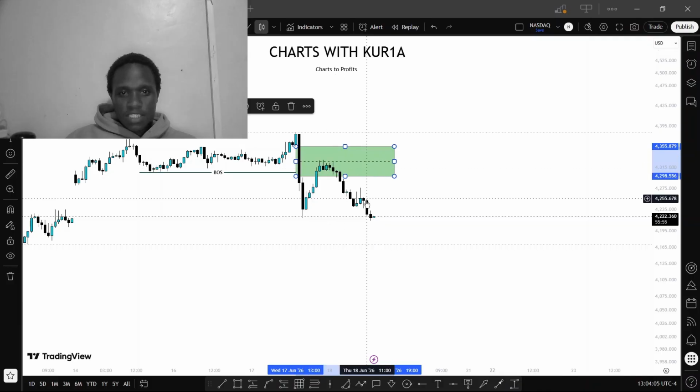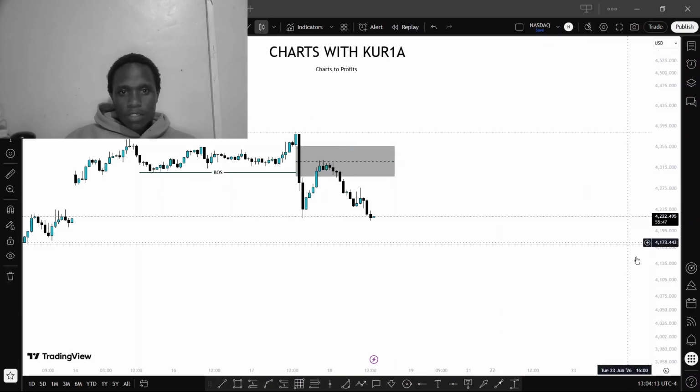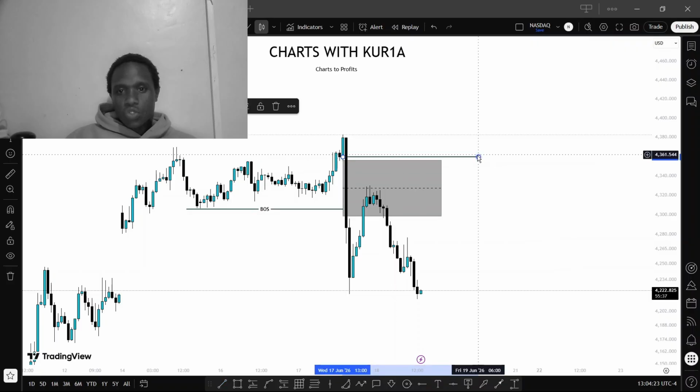Remember, all of this has not played out. All of this has not played out. So I usually mark this with a grayish color to just differentiate it from the other ones. So I saw this, and then now we have the 1 hour order block, which is just above here. So now I have several levels that price can reach into. So I have this and I have this.